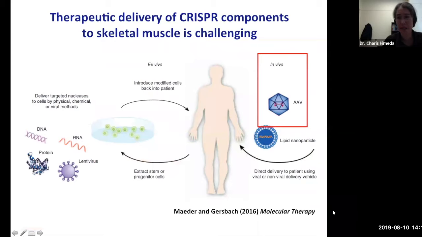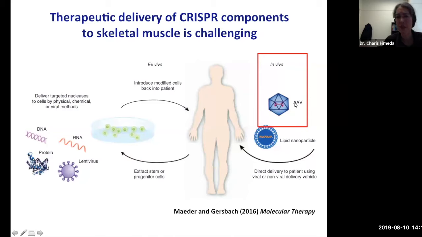But of course, correcting cells in a dish is one thing, but actually therapeutically delivering these components to a patient's skeletal muscle is quite challenging. For some diseases, blood disorders, cancer immunotherapy, you can take cells out of a patient's body, modify them and expand them in culture, and then introduce the corrected cells back into the patient. But muscular dystrophies require targeting of essentially all the skeletal muscles in the body. And one way to accomplish this is using AAV, which stands for adeno-associated virus.